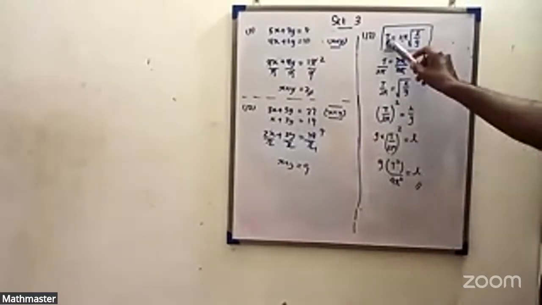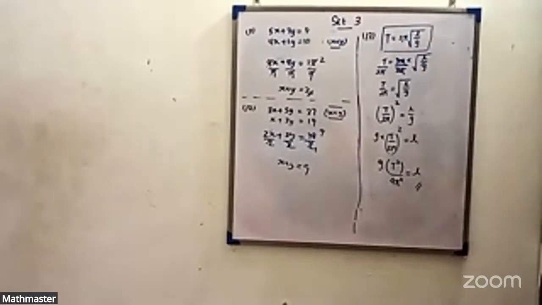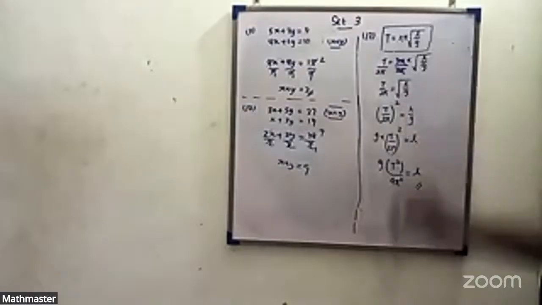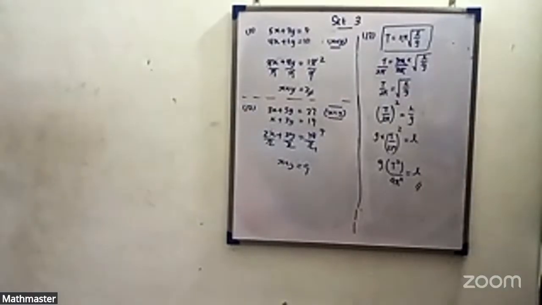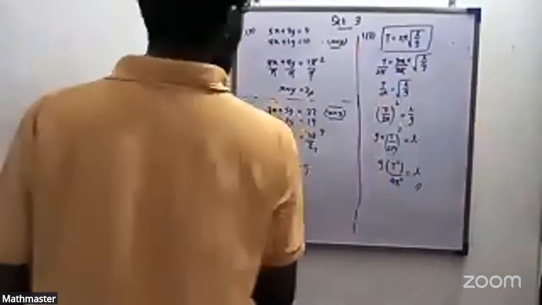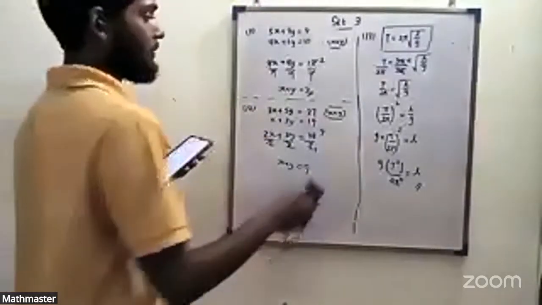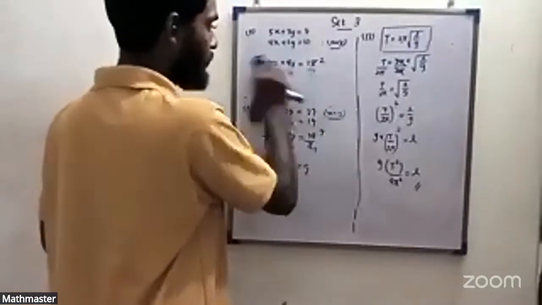This is from simple harmonic motion. When you learn physics for A levels, you will learn something called simple harmonic motion. So the equation is T equals 2 pi root L over G. Okay. Let's move on to the next one. Question number 14.